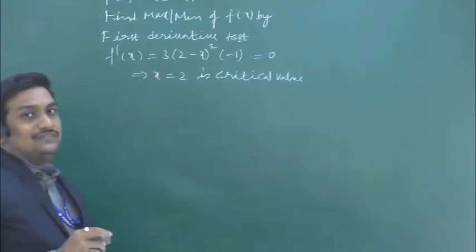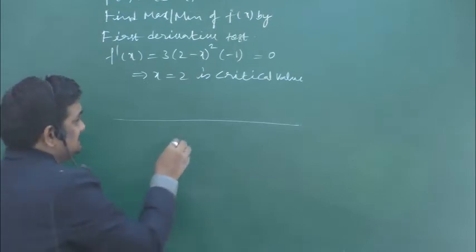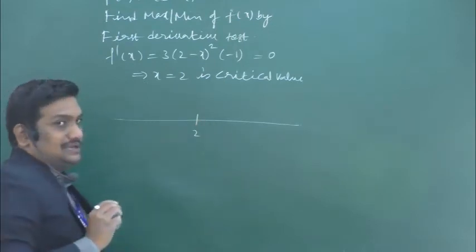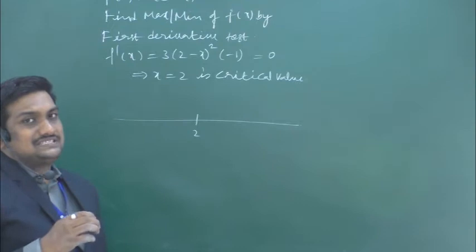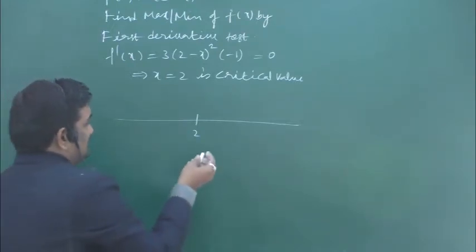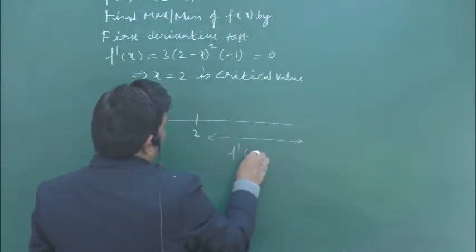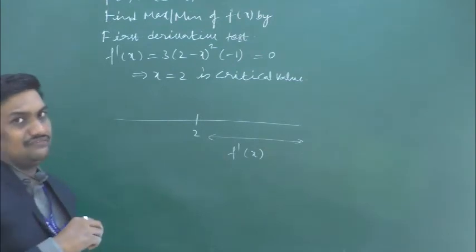Now apply first derivative test. So this is the number line and this is 2. Now you need to evaluate the first derivative value on the right hand side as well as on the left hand side. So this is the right hand side.